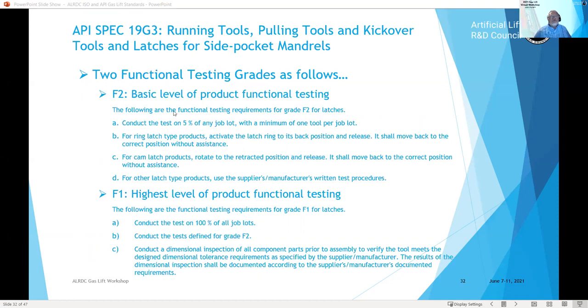Similarly, the functional testing is higher for the F1 grade. One of the main differences is that on the F2 grade, you do a 5% functional test. On the F1 grade, you do 100% of the job lot.